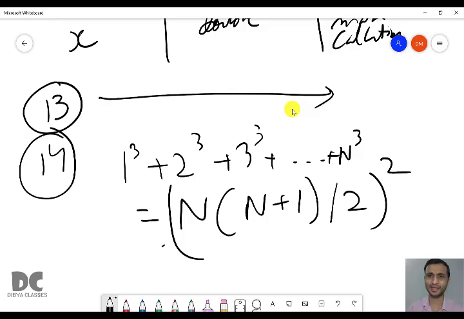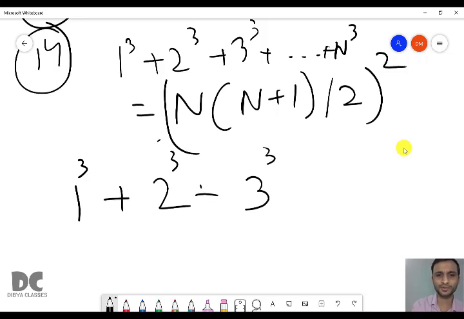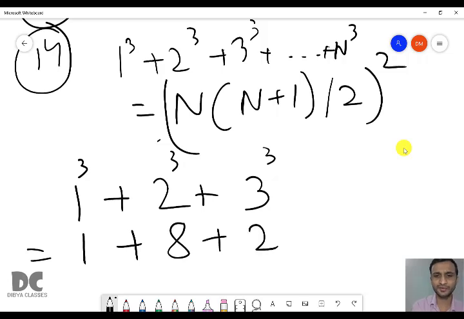So let us take an example. So let us do the sum of cube of first 3 natural numbers. The first 3 natural numbers are 1, 2 and 3 and their cubes. We'll add those. So that is 1 plus 8 plus 27. So we'll get the answer as 36.